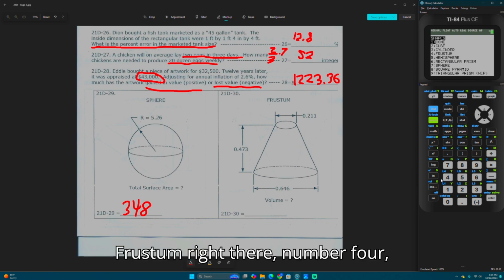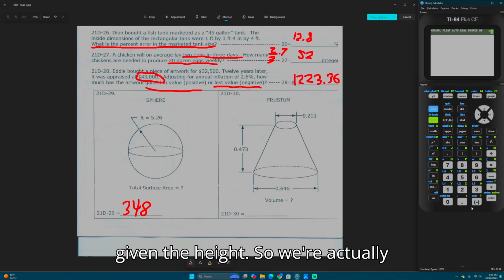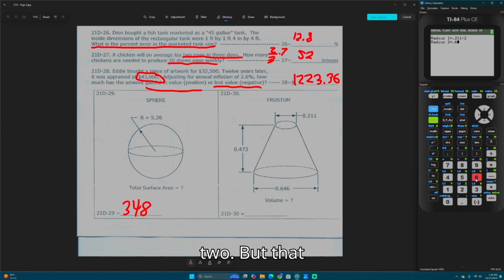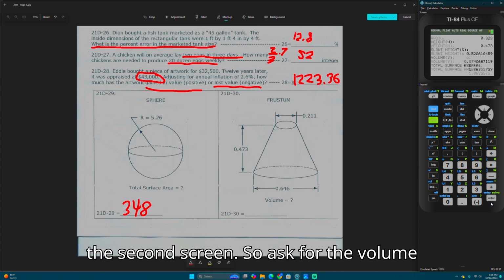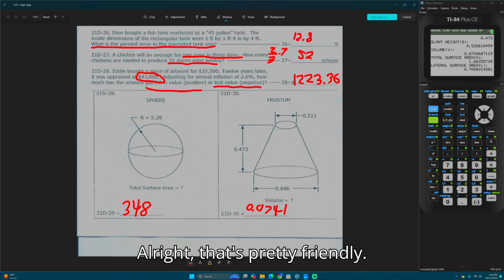Frustum right there, number 4. We're given both the radii and we're given the height. So we're actually given the diameters, which is why we're going to have to divide each of them by 2. But that doesn't take too long. And then 0.473. And again, it will give you your answer on the second screen. So we're asked for the volume, 0.0741. Alright, that's pretty friendly.